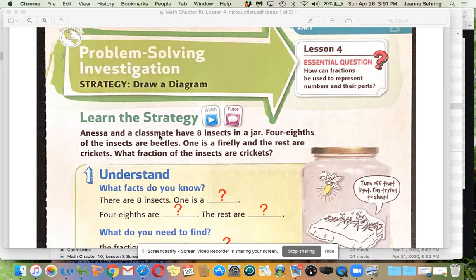So we're going to start with Anessa and a classmate. So these two kids have 8 insects in a jar. 4/8 of the insects are beetles. Okay, so the total number of insects is 8. 4 of 8 are beetles. 1 is a firefly, and the rest are crickets. What fraction of the insects are crickets?